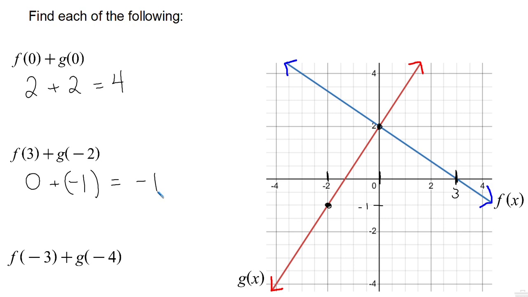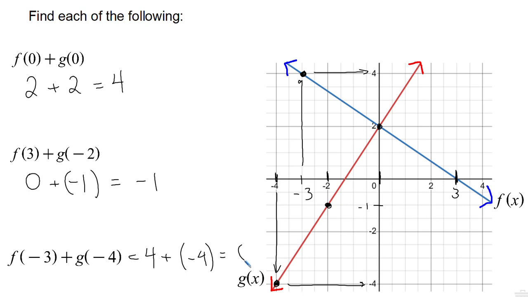To find f of negative 3, we go all the way over here to negative 3 and look at f of x. Looks like it has a y value there of 4. And g of negative 4, we'll go all the way over to negative 4 and look at the y value of g of x at negative 4. It's also negative 4, so we have 4 plus negative 4, or 4 minus 4, which is 0.